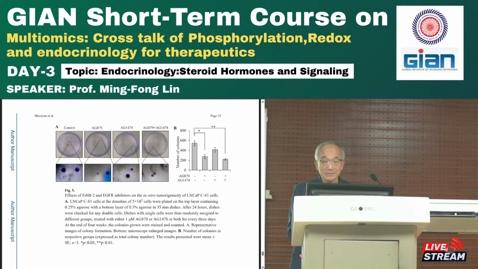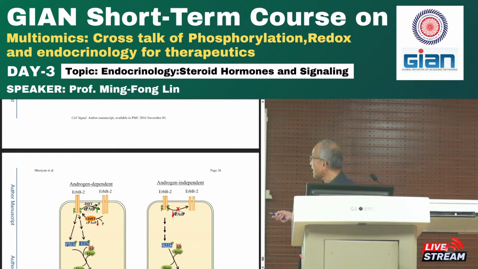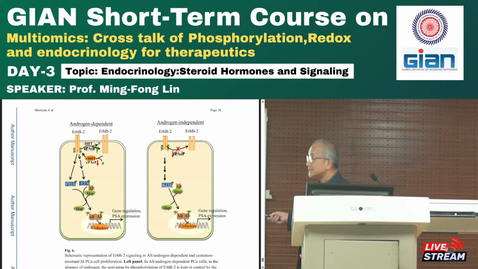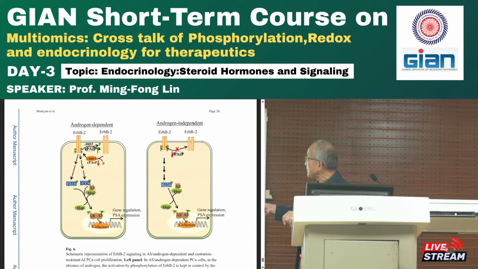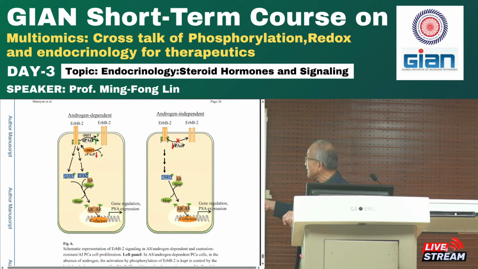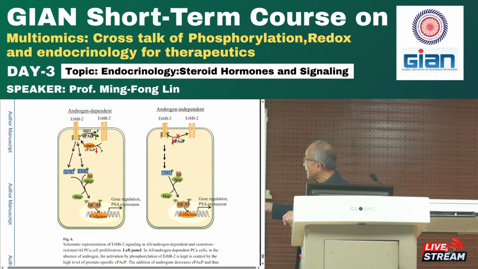Yeah, so this is a scheme we showed at the time, the androgen dependent cell. Without the androgen, the PAP is actually high, because we showed with the androgen, PAP goes down, right? The phosphatase goes down. So without the androgen, high PAP dephosphorylates ERB2. Then with the androgen, the PAP goes down, the ERB2 phosphorylation goes up, then they go downstream, the P38 or the ERK pathway. Okay, the trend. So the ERB2 can have a signal going downstream to regulate growth.